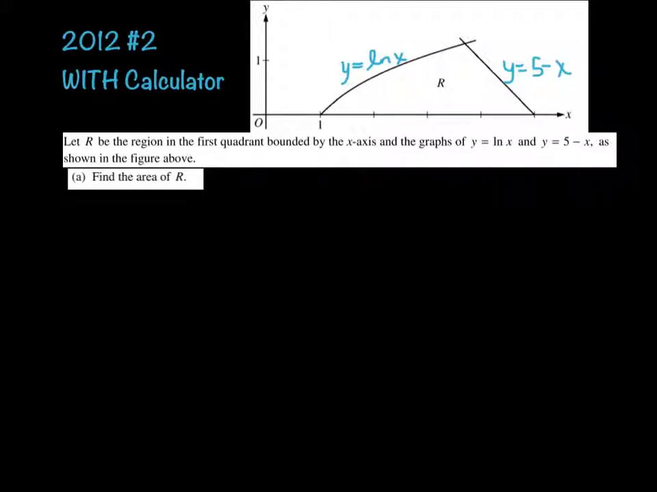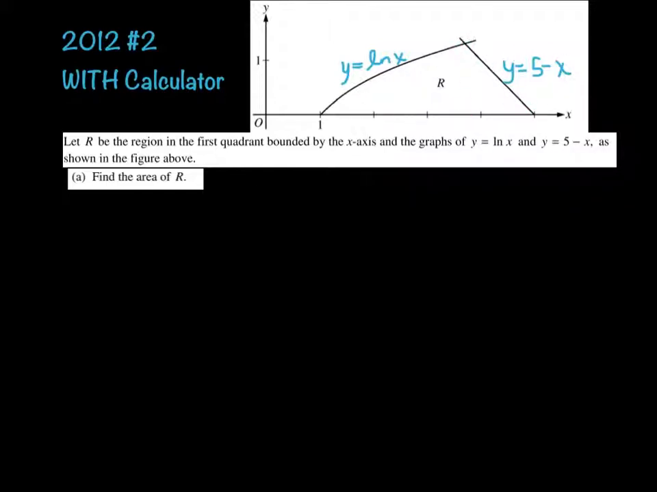The reason I chose this one is because it's a little bit unique. I can't find the area of R completely by doing upper minus lower, because as I look at my region, I have a different upper and a different lower depending on where I'm looking in the region. For example, up until this point of intersection, my upper is the natural log of x and my lower is the x-axis. In fact, y equals 5 minus x, this line, doesn't play a role in it at all.